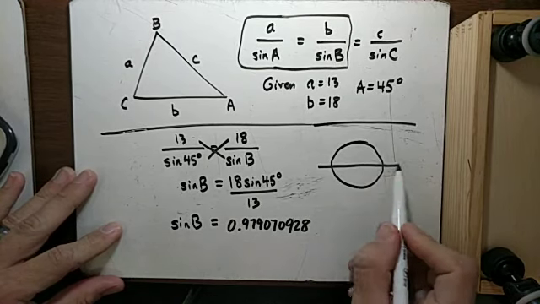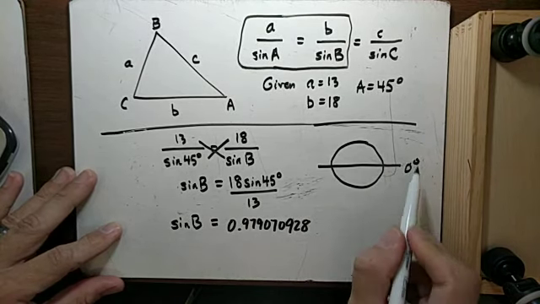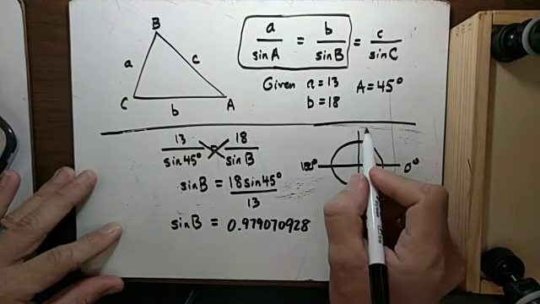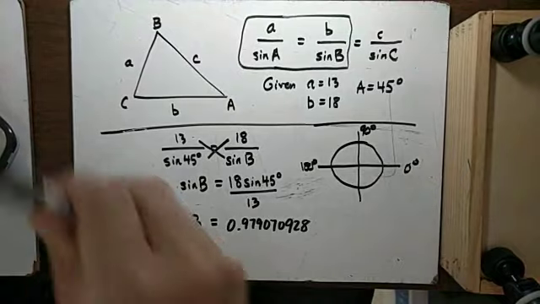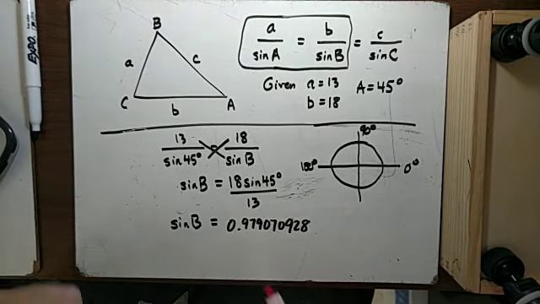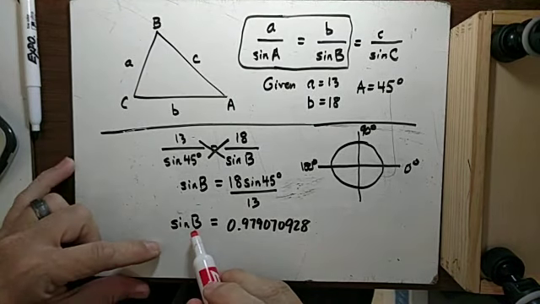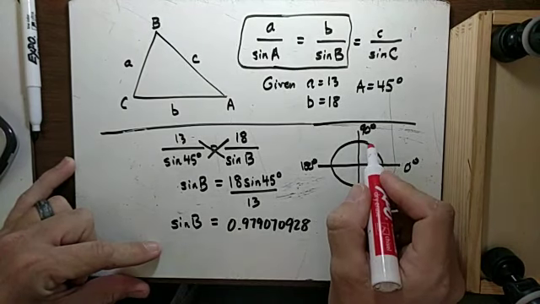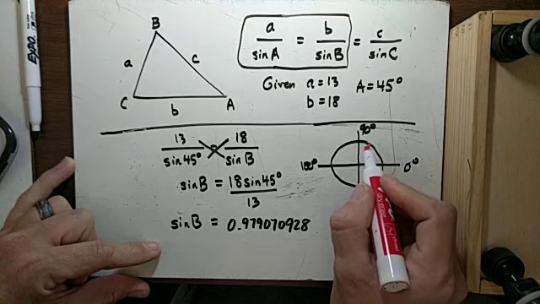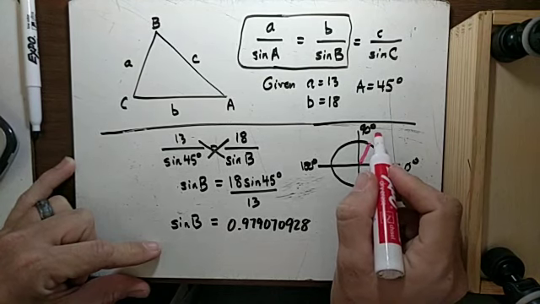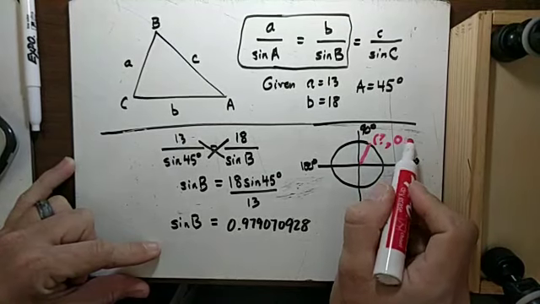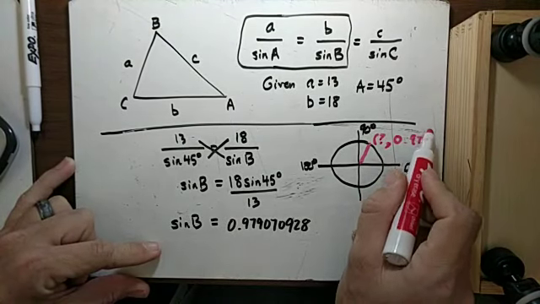unit circle, okay? So here's 0 degrees. Here's 180, here's 90 up here, right? Okay, so if angle B is acute, then the angle's in the first quadrant, right? So we'll draw it right here, okay? And the sine, we don't know what the cosine is, but the sine is 0.979, whatever.